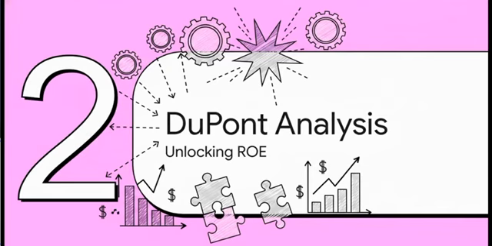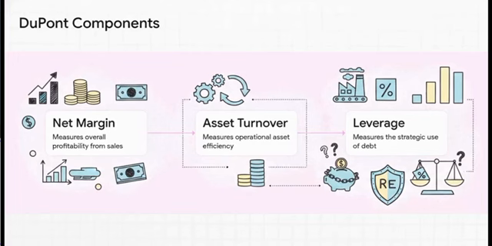Moving right along to Section 2, Unlocking DuPont Analysis. Now, DuPont analysis is highly tested for a reason. It proves that ROE isn't just some magic standalone number. It's actually driven by three distinct components. Your ROE equals your net margin multiplied by your asset turnover multiplied by your financial leverage. Simply put, this shows how profitable you are, how efficient you are at turning assets into sales, and how much debt you're using to juice those returns.